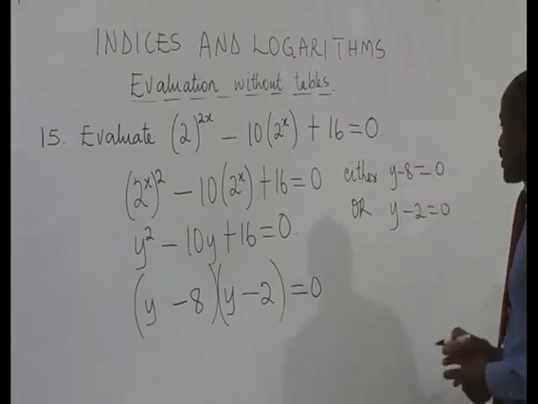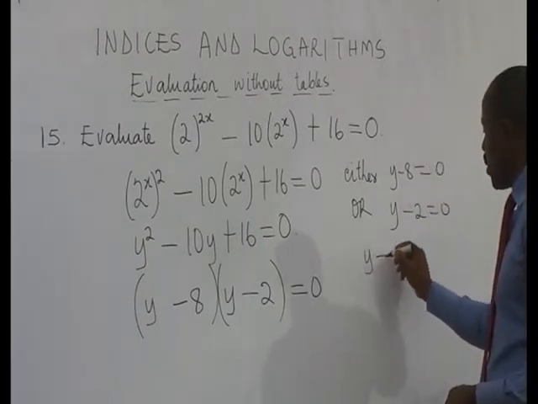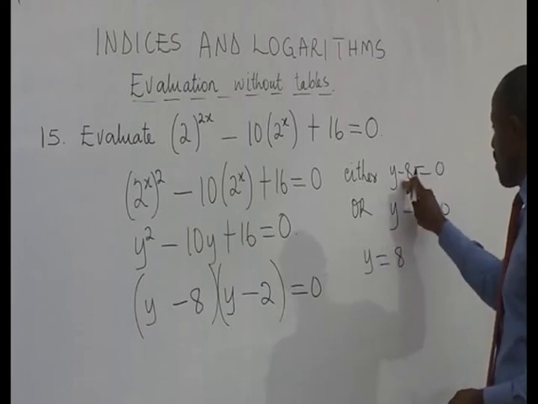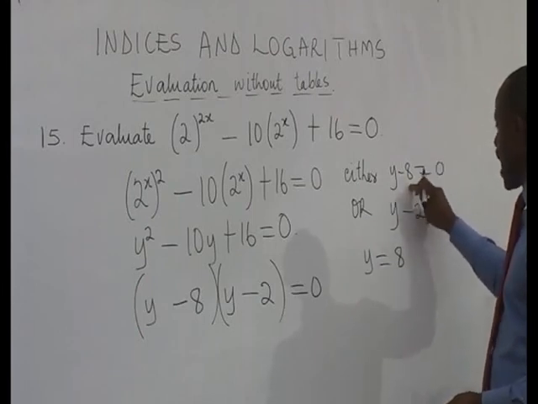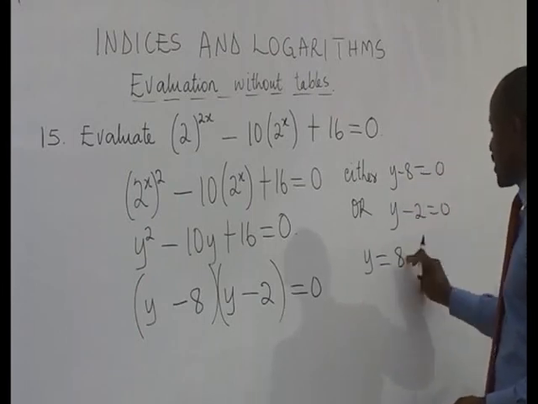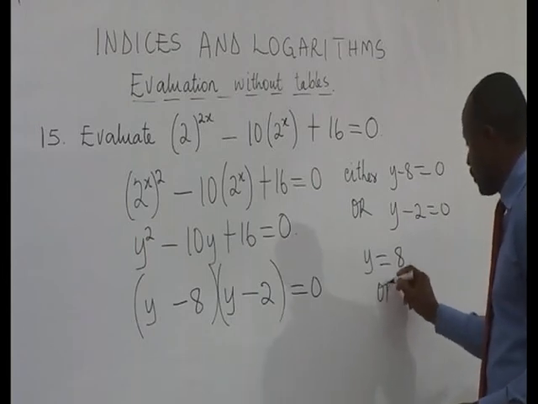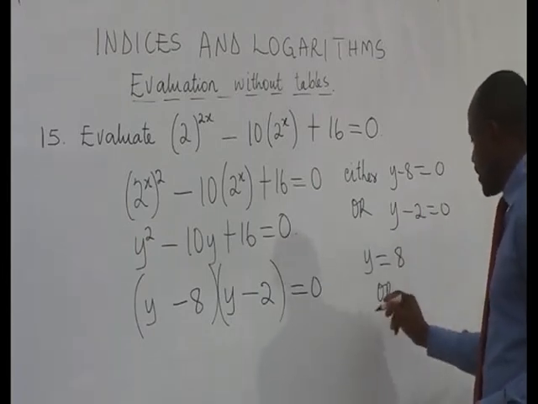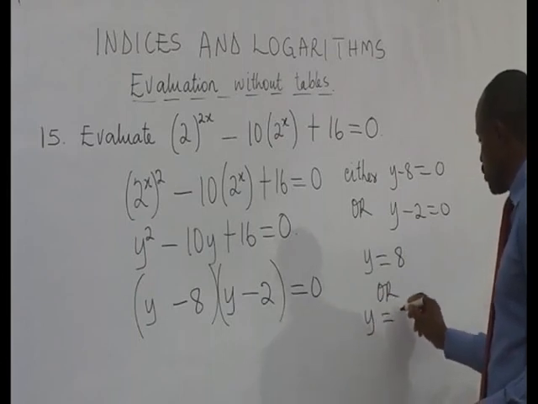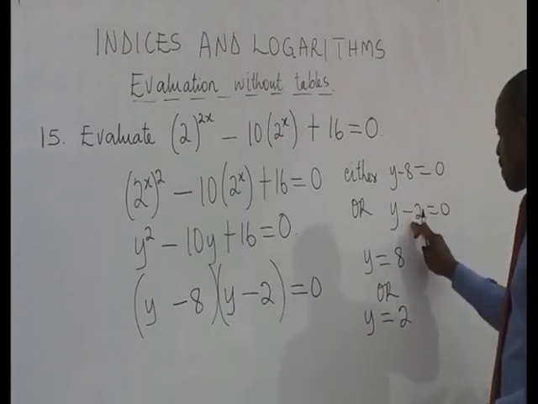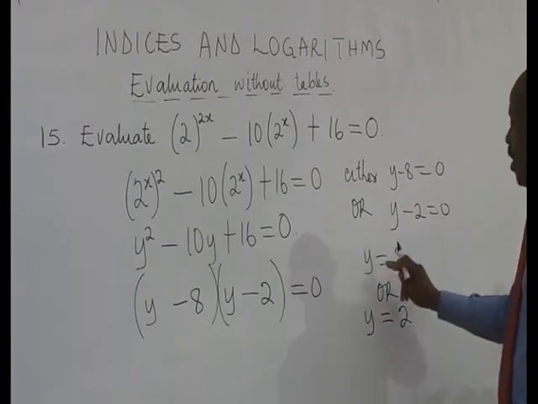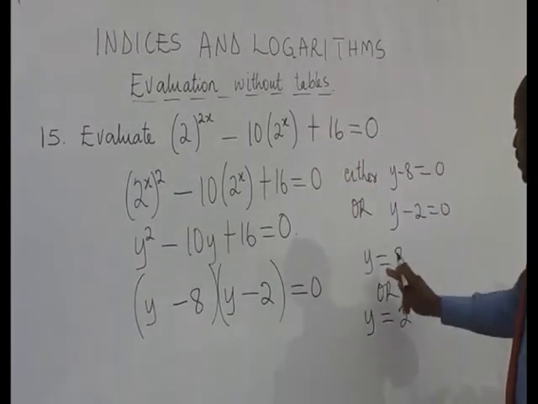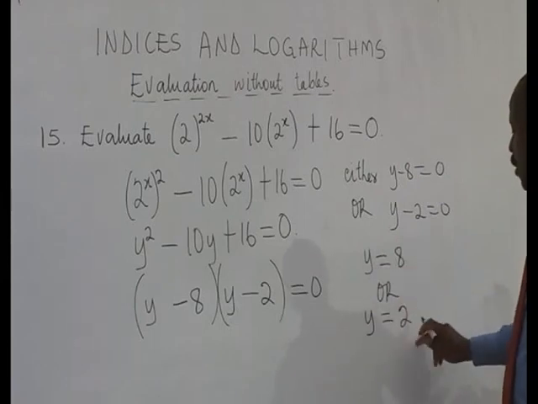In the case of y minus 8 is equal to 0, y will be equal to 8. Moving minus 8 from the left hand side of the equation to the right hand side, you get plus 8. And if you add plus 8 to 0, you get 8. Or, in this case, y will be equal to 2. Taking minus 2 from the left hand side to the right hand side, you change to plus 2. And if you add plus 2 to 0, it will give you 2. So the value of y in that expression becomes either 8 or 2.